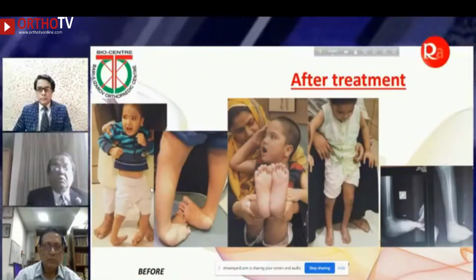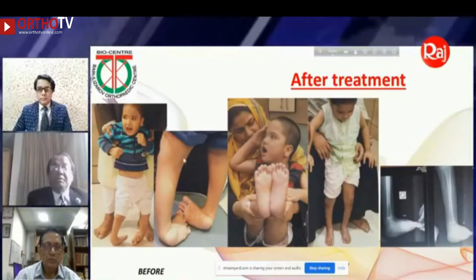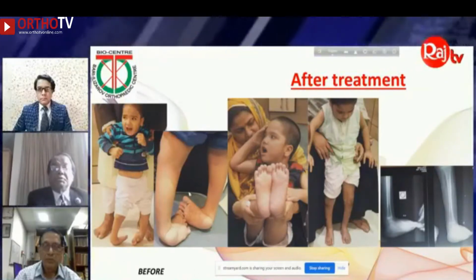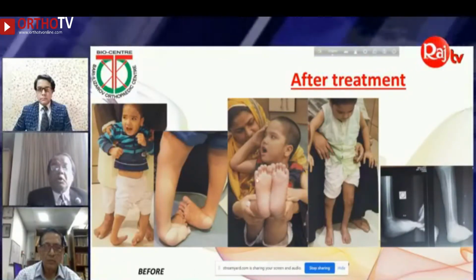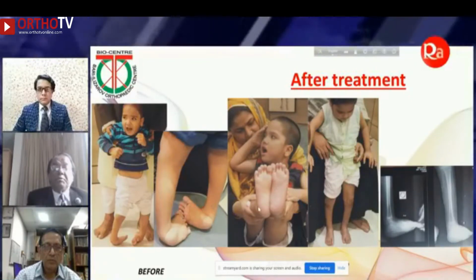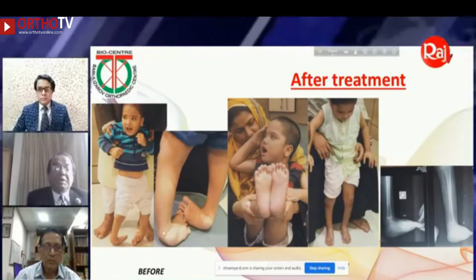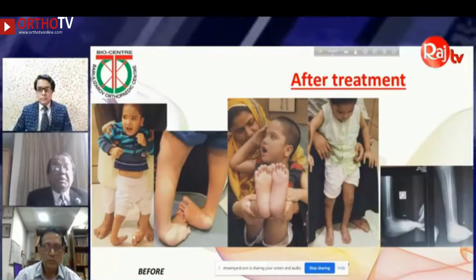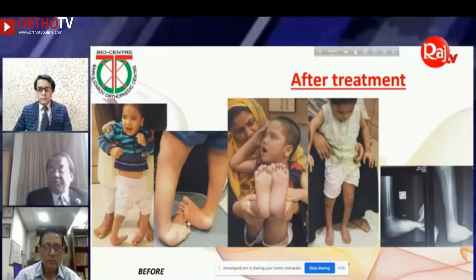After treatment, look, this is the back side. See the sole of the foot. So beautifully corrected. All contracted structures. And this is now the normal situation. Now look at this, how the patient was standing with this club foot.